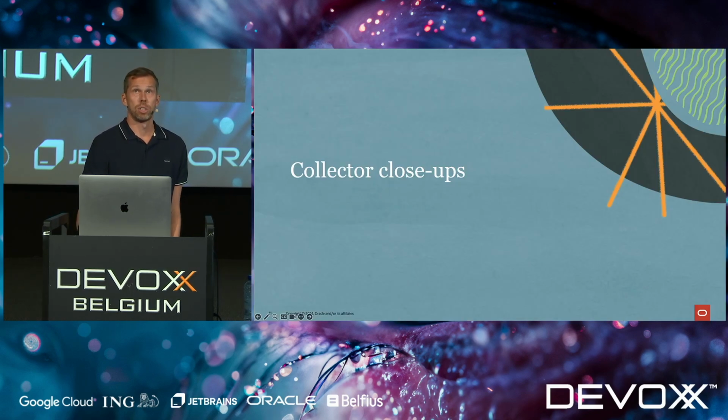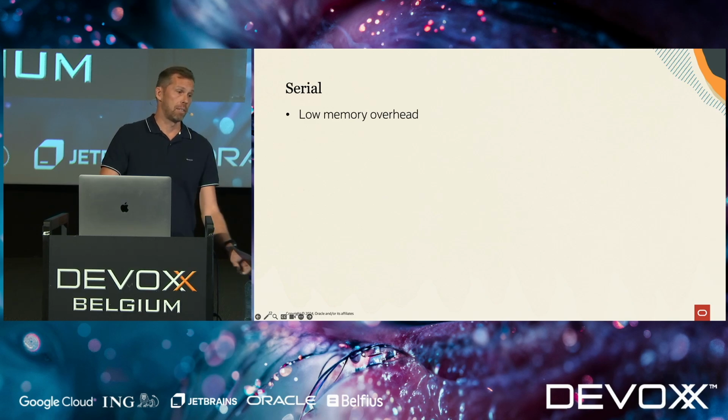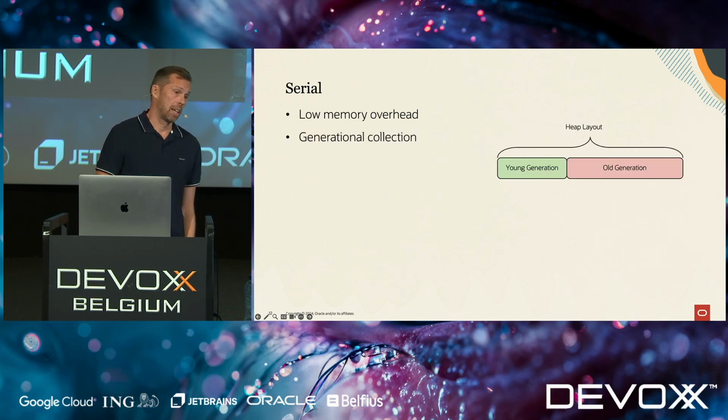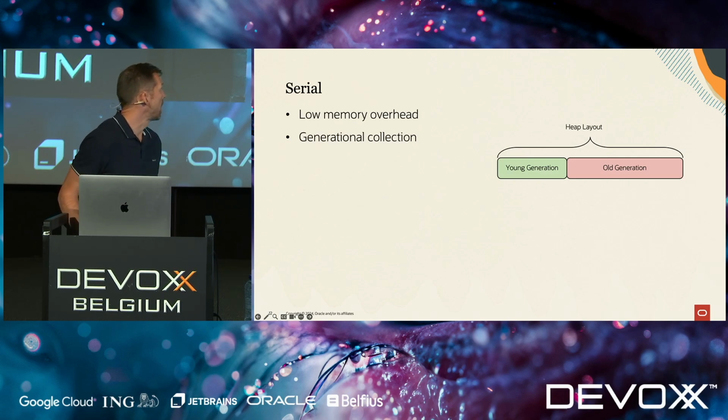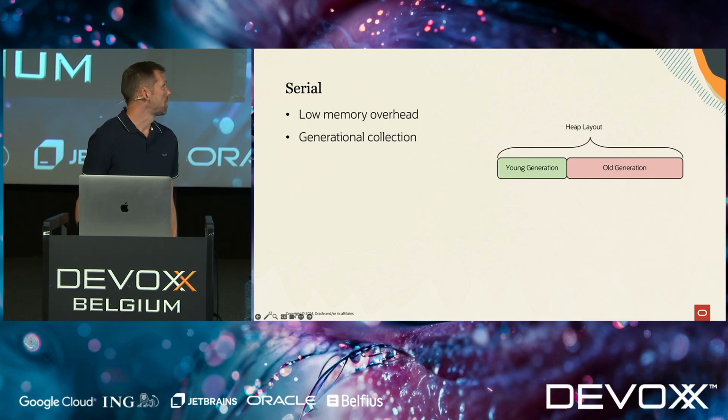So let's look a bit closer at these different collectors. We first have Serial, and as I mentioned, the main focus of Serial is to have very low memory overhead and not add additional native memory usage when using the Serial collector. It supports generational collections, and the heap layout can be illustrated like this, a bit simplified, but you have a young generation and an old generation. The sizes of those are decided upon startup, so it's not a very flexible heap layout, but that's how it was done in the beginning of time.